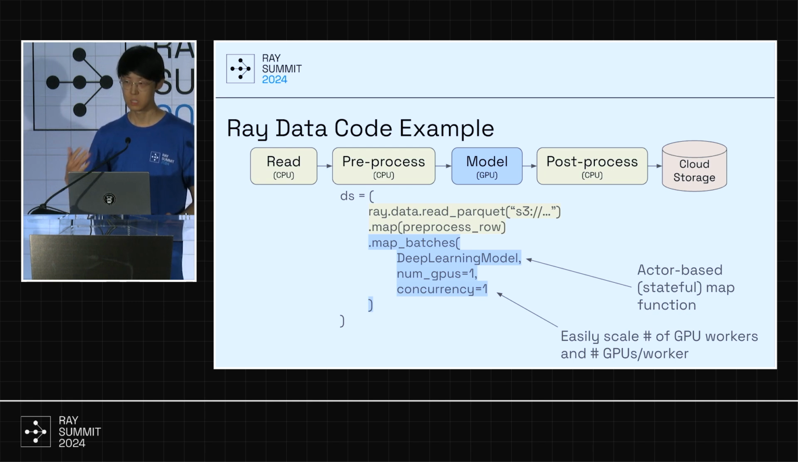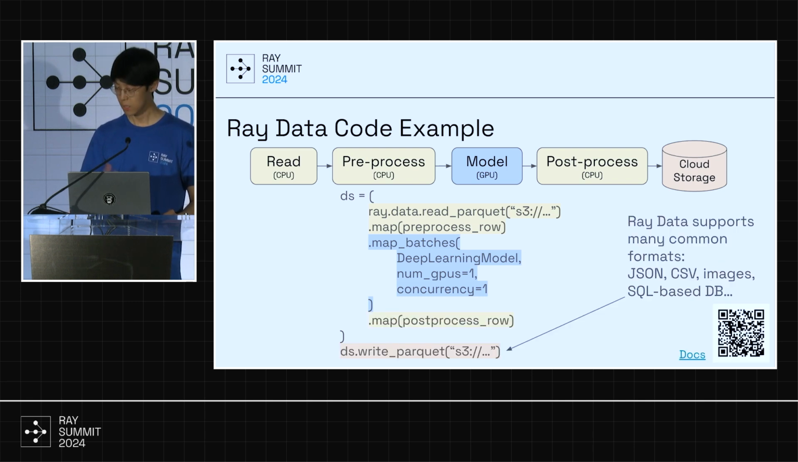And Ray Data makes it really easy to configure the concurrency as well as the number of GPUs that you're using per worker. So you can test with very small amounts of data locally or on a small cluster, and then scale up flexibly and easily to whatever production workloads you have in mind. Finally, you might do the same kind of post-processing per row, which you can do with a map function. And then you can use any of our write methods to write out the results to cloud storage, local disk, etc.